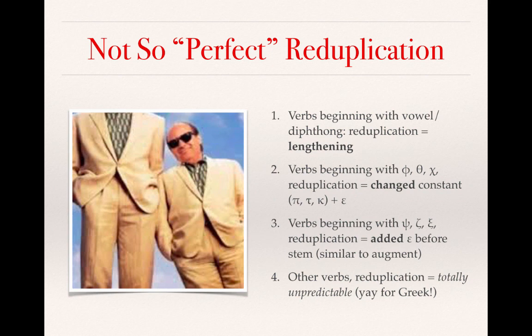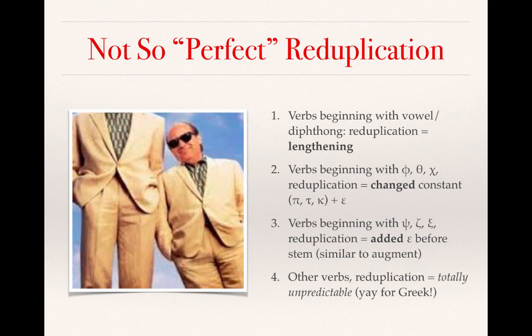All right, so just a few words about not-so-perfect reduplication. Remember, reduplication is typically the first consonant plus an epsilon before a verb stem. There are some exceptions, or there are some oddities with reduplication. The first is, obviously, with verbs that begin with a vowel, there isn't a first consonant.